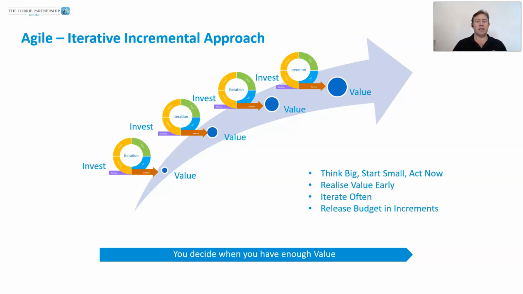What we're focusing on is making sure that we think big, we start small, and we act now. The idea is to get started with delivering so that we can start to learn from the efforts that we're doing. We want to put something in front of the customer so that we can get feedback and make sure that we are on track. Realize value early. And of course, you will iterate often. The more often you iterate, the faster you're going to get feedback, and the faster we're going to get to wherever it is that we want to get to. One of the beauties of this, and we'll look at this in a future video, is that we can then release our budgets in increments rather than sign off the budget for the entire thing all in one go.